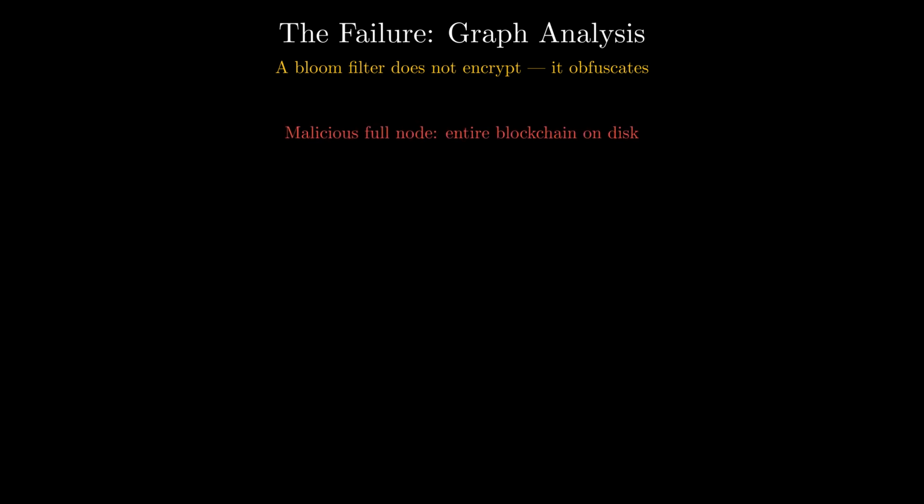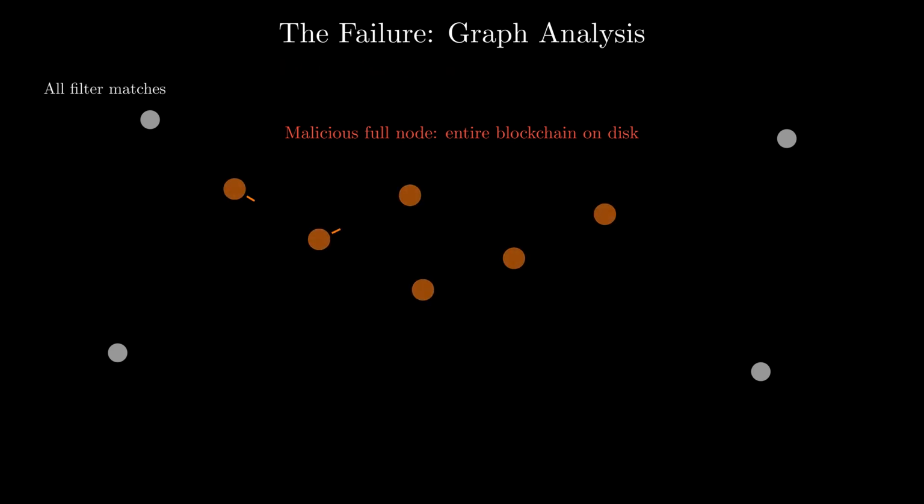Now the failure. A Bloom filter does not encrypt anything, it obfuscates through collision. A malicious full node has the entire blockchain on disk. It can test every address ever used against your filter. Real wallet transactions cluster. An output from one of your transactions becomes the input to the next. Parent and child linked on the public ledger.